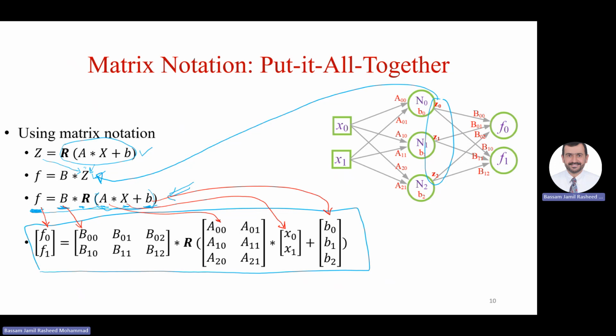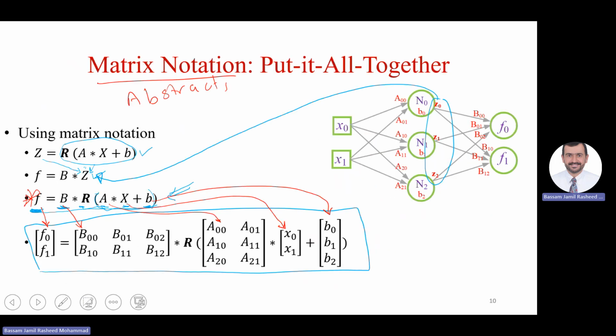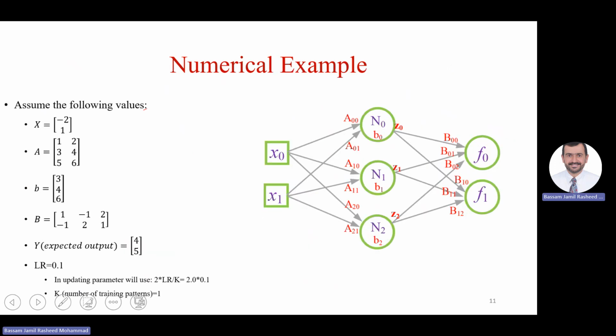So obviously, the matrix form is a lot simpler and cleaner. Although we are doing the same math, in the matrix notation what it does is abstract all these complexities, and abstracting helped me a lot. So let's just get a numerical example.